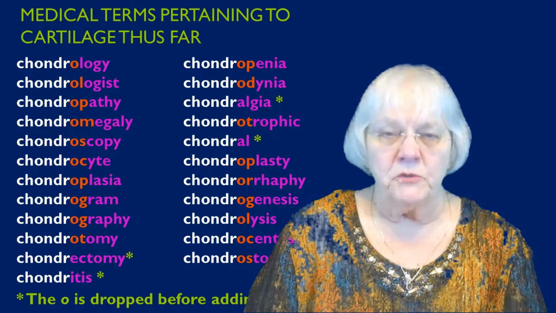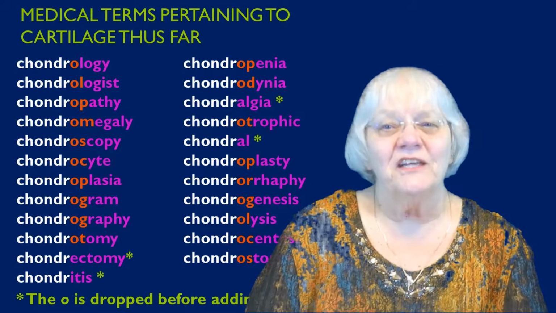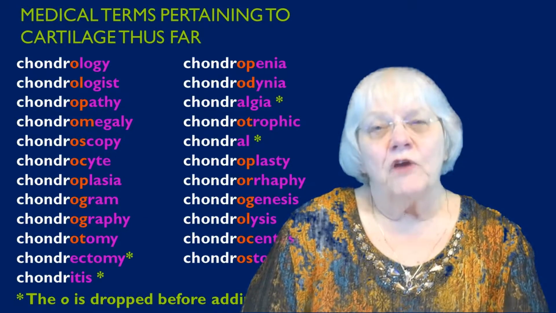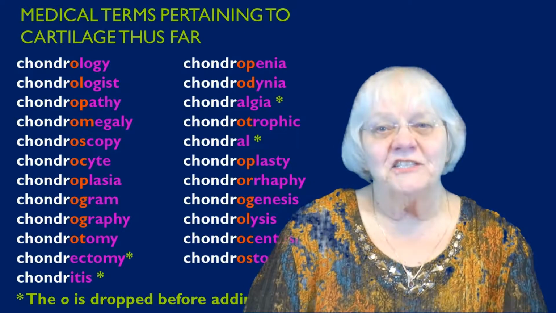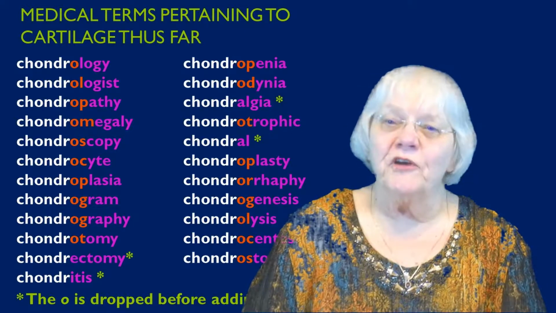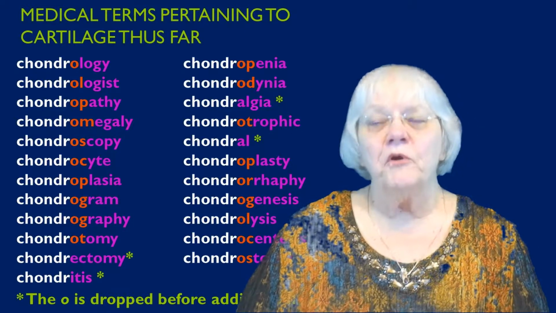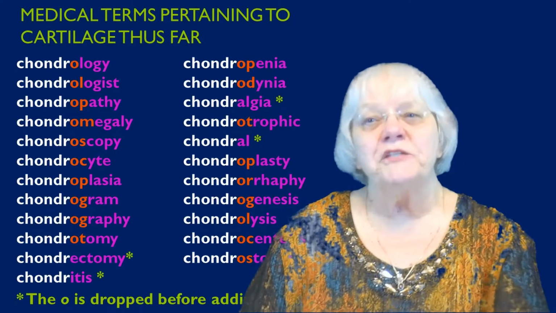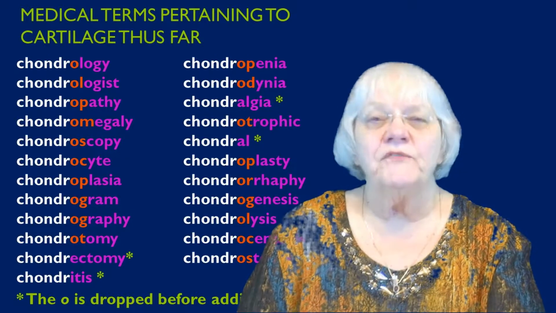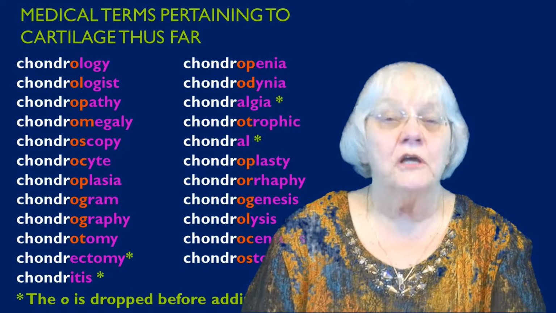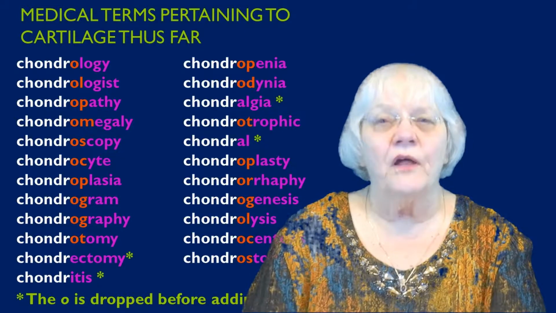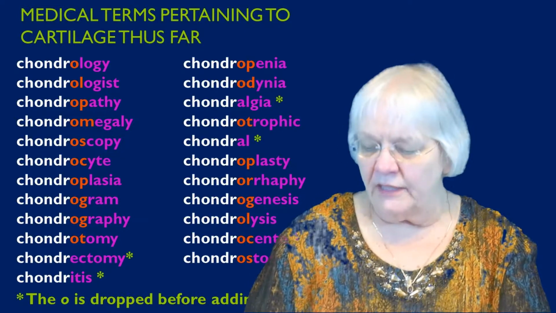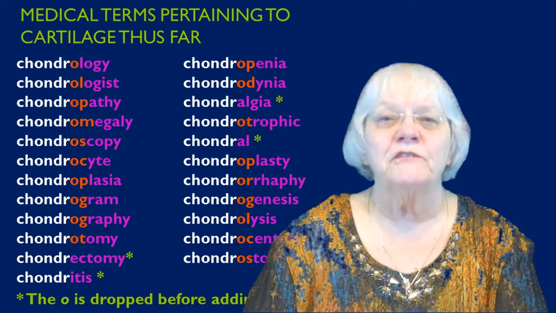Chondrography, which would be to obtain that image of cartilage. Chondrotomy would be to cut into cartilage. Chondrectomy, to remove cartilage. Furthermore, chondritis would be inflammation of cartilage. See what we've done? We've taken that root word, cartilage, chondro, we've placed it with all these suffixes. So I'll let you go ahead and read the rest of them by yourselves.